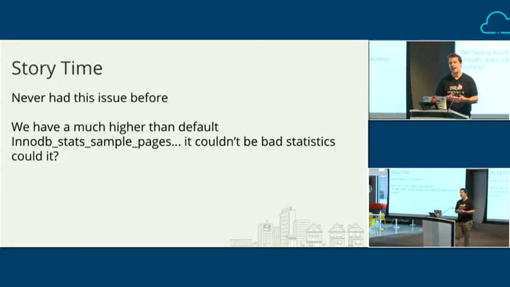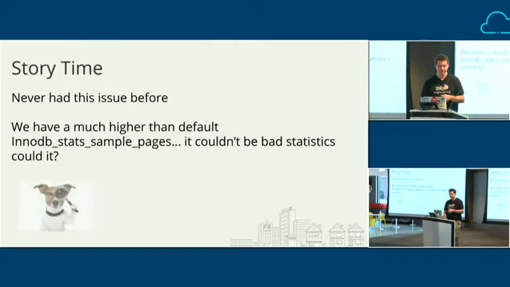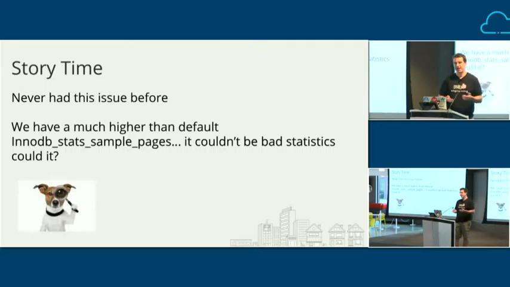And we've never had this issue before. Query statistics have never drifted enough to be an actual problem for us in years. So we originally raised innodb_stats_sample_pages to get better statistics to actually avoid the problem entirely. And then it came back and it bit us. So what do you do when your query plan is different on one host? You run analyze table. And so we ran analyze table. Query plan is still bad.